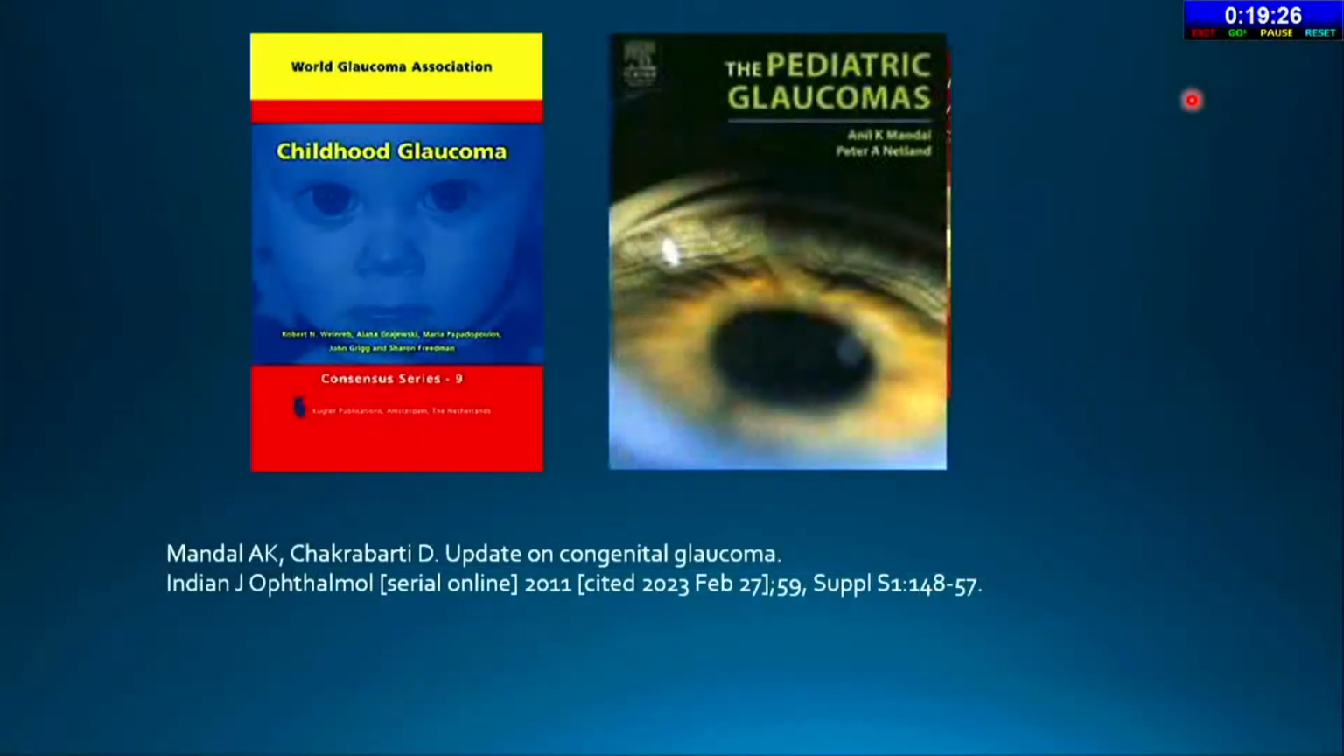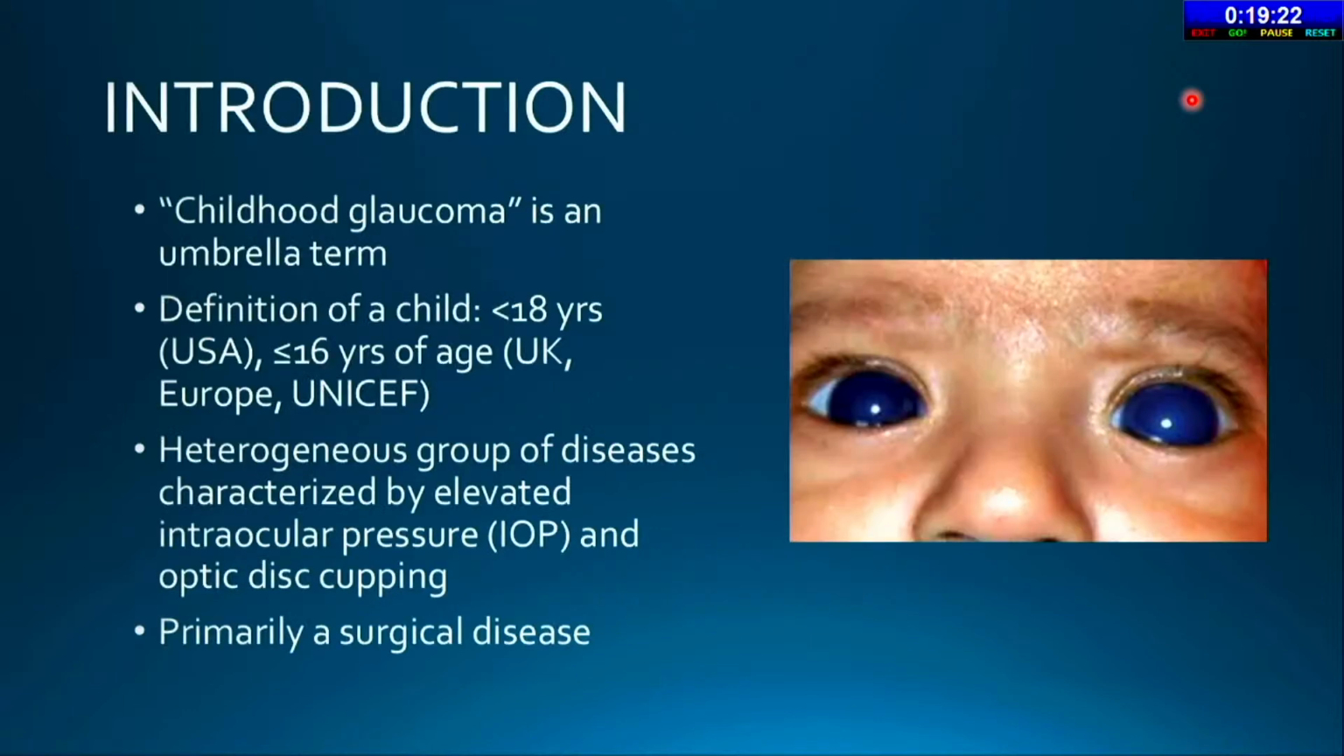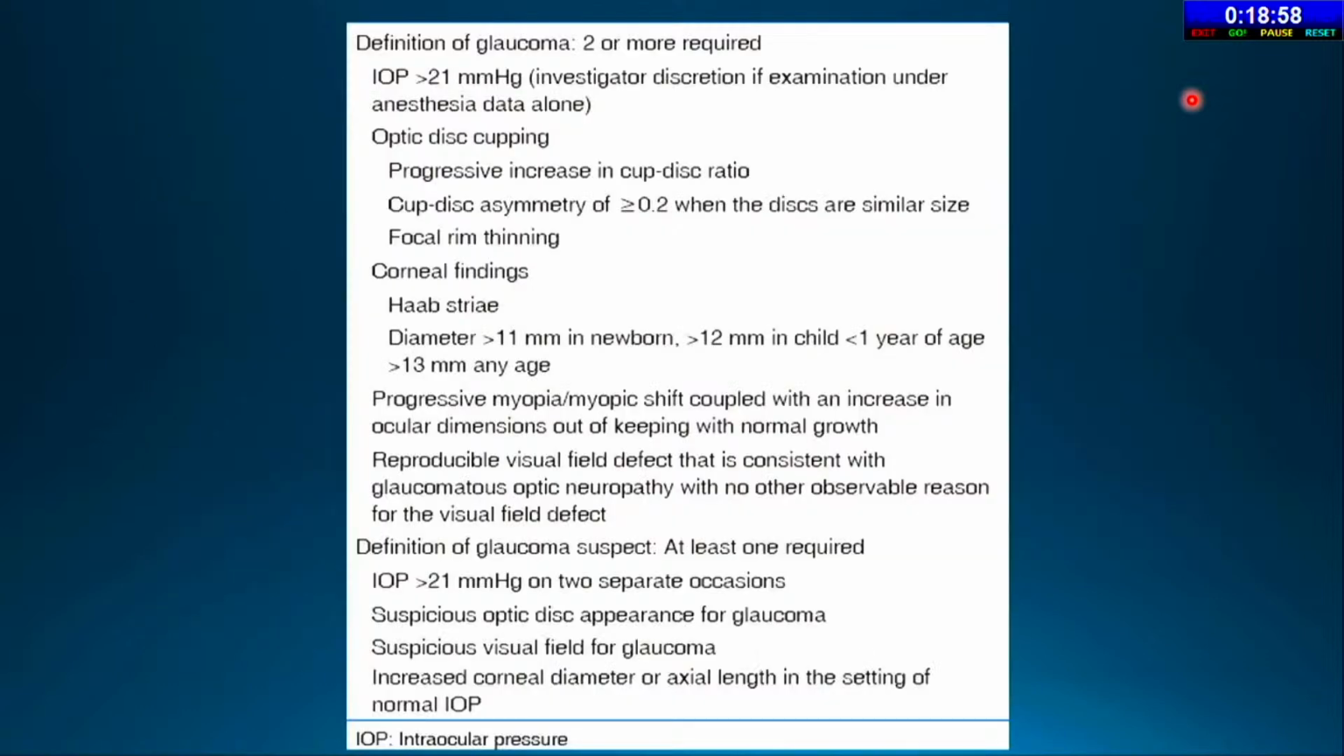This is a World Glaucoma Association Childhood Glaucoma Consensus Series, and this is a book on pediatric glaucoma by Dr. Anil Mandal and Dr. Peter Netland, and this IGO article published in 2011. So childhood glaucoma is an umbrella term, and the CGRN, or the Childhood Glaucoma Research Network, they have established a lot of these definitions and consensus as to what should be the approach towards managing pediatric glaucoma. So basically, it's a heterogeneous group of diseases which are characterized by elevated intraocular pressure and optic disc cupping, and this is primarily a surgical disease.